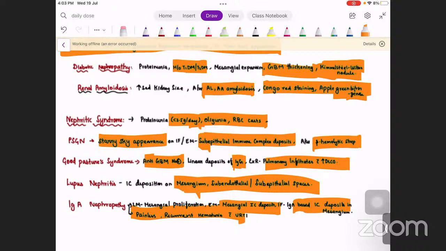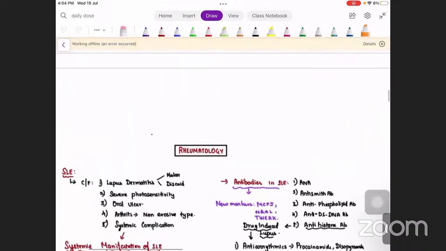Increase in Delco, you see it in Goodpasture syndrome. Starry sky appearance, beta-hemolytic streptococci, PSGN. Anti-glomerular basement membrane antibody along with pulmonary infiltrates with the increase in Delco, Goodpasture. Mesangial deposits, immune complex deposits on mesangium and subendothelial and subepithelial, lupus. And IgA: mesangial proliferation and immune complex deposition on mesangium, painless recurrent hematuria with URTI. IgA nephropathy.